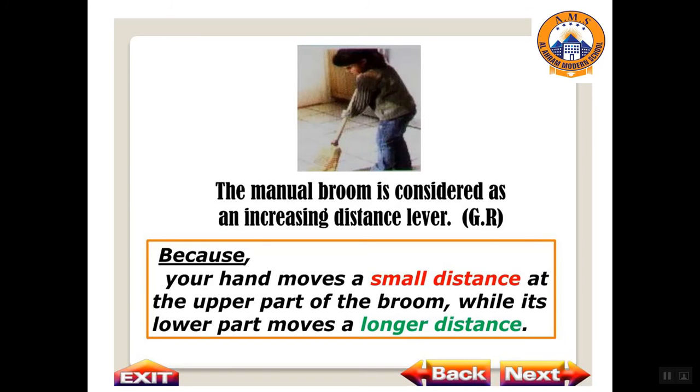Here is a give reason. The manual broom is considered an increasing distance lever. Why does the manual broom increase distance? Because when you move your hand a small distance at the upper part, the lower part moves a longer distance. That's why the manual broom is an increasing distance lever.